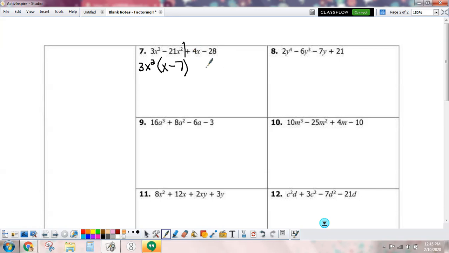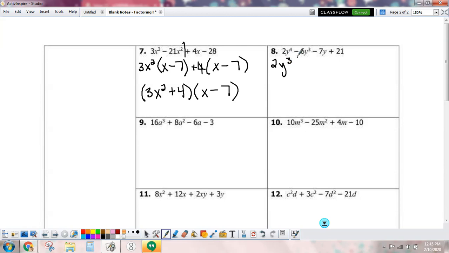And then here, I'm left with a positive 4 as my common factor. And then x minus 7. So then on the outside, I have 3x squared plus 4. And then the other one is x minus 7. Pause video, try 8.